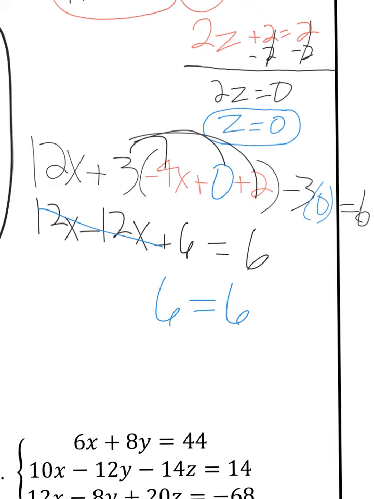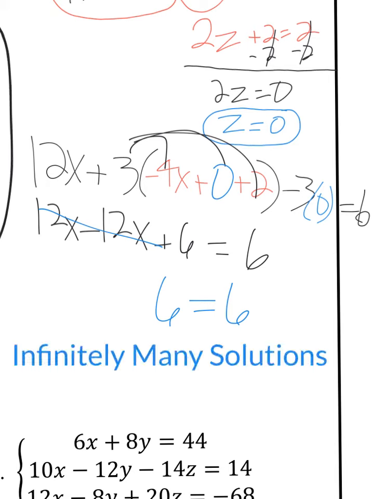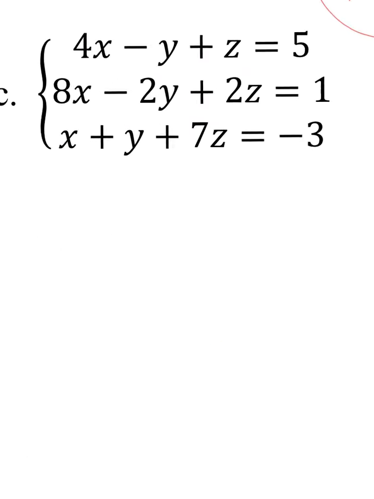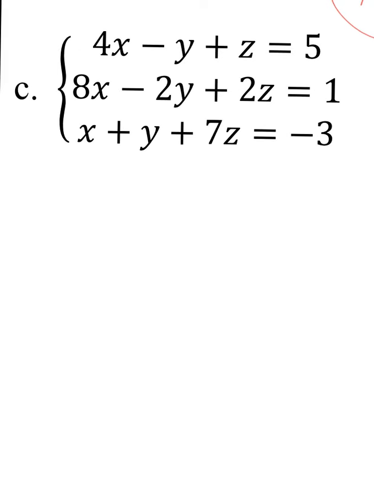So you're going to have a weird looking answer like this. A number equals a number. So that's going to be, again, infinitely many solutions. So yeah, that problem's actually done. I don't have to do any more work on that one. Okay, so this video is running a little long, but I got 2 more examples to do, so stay with me.